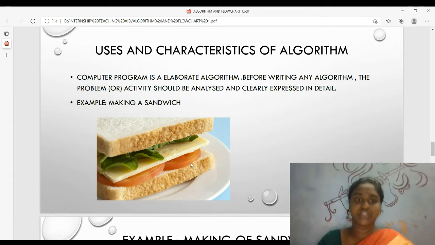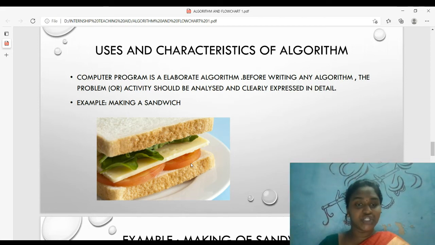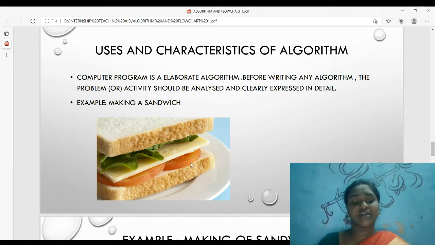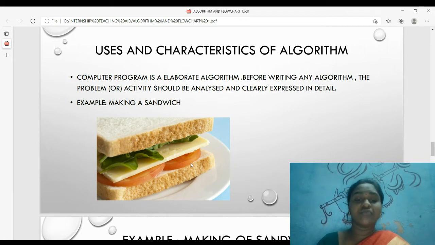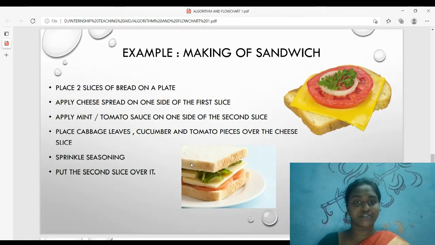For example, making a sandwich. How can we take this as an example? There are some certain steps to be followed to make a sandwich. Let me explain the steps. Making of a sandwich.